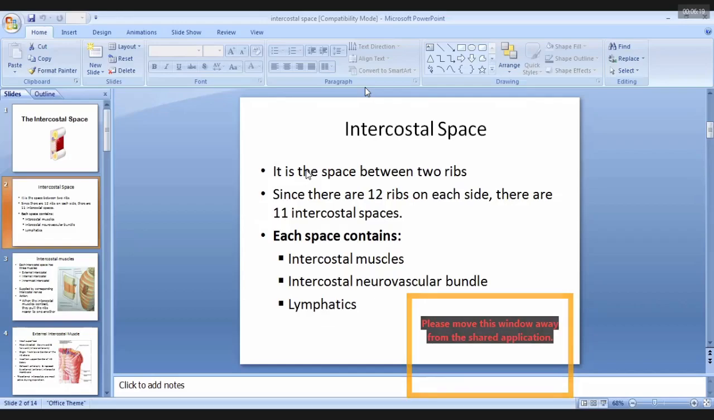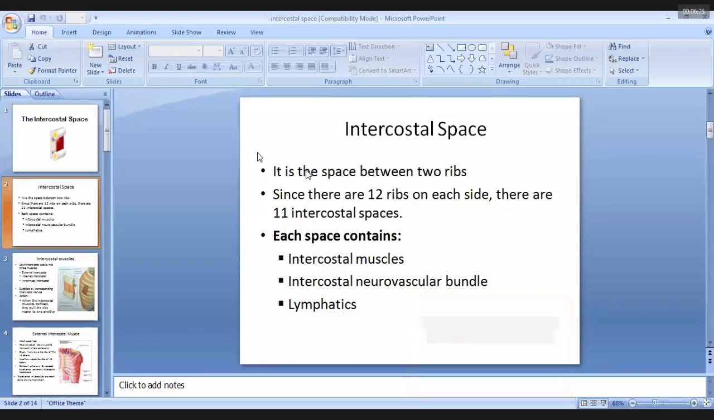So first of all, the definition: it is the space that lies between two ribs. And the contents of the intercostal space are the intercostal muscles, the intercostal neurovascular bundle, and the lymphatics.